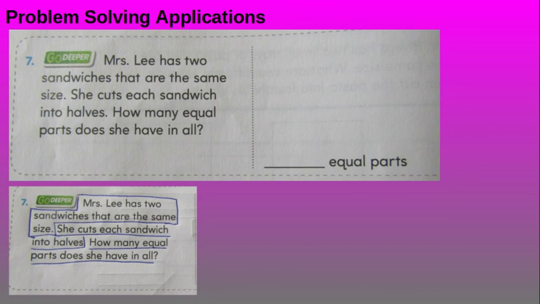All right, there's a lot of information in this problem. First, I'm going to think about the question. I need to figure out how many equal parts she has in all. So I'm looking for the total number of parts. I know she has two sandwiches. Well, sandwiches are usually square shaped, so I'm going to draw two squares to start my diagram. Go ahead and draw two squares in your workspace.